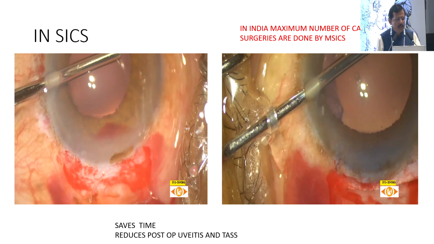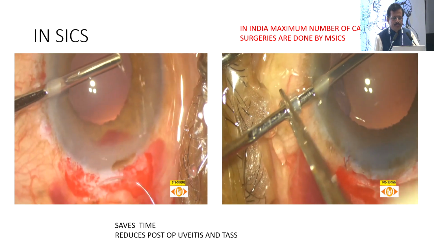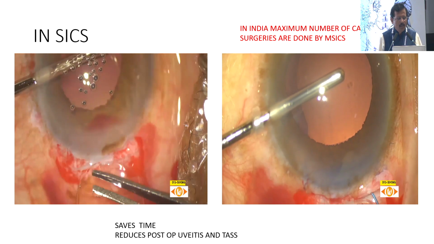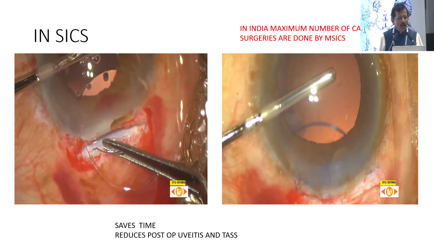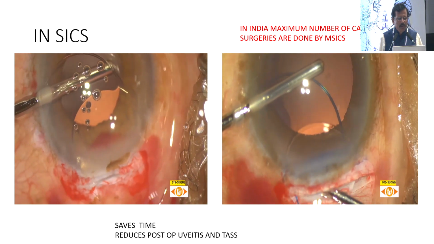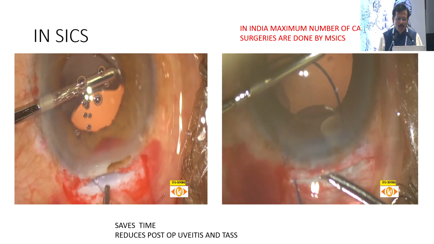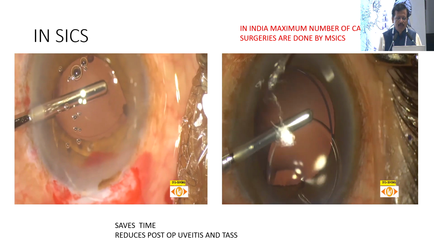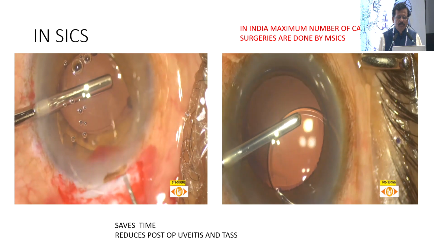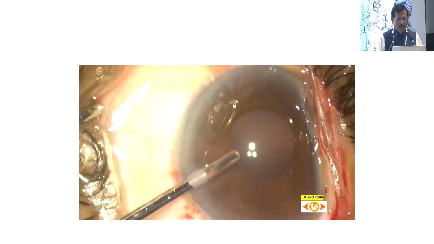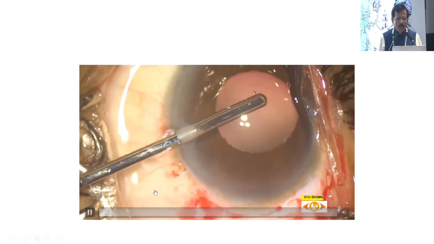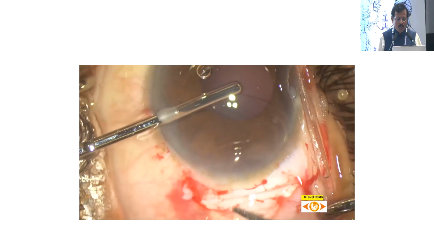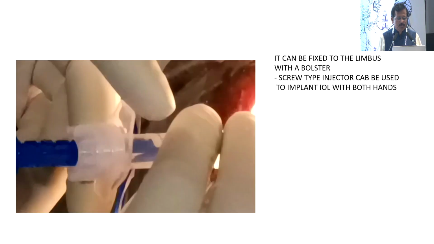The most important thing is it can be used in SICS also. It can be inserted through the side port, and it can be tied to the limbus with the help of a bolster, and whatever IOL is intended can be implanted. You can see the fluid is continuously coming out, even though the anterior chamber is nicely formed. Most surgeries in India are done by SICS, and a few surgeons in complicated cataracts do SICS and implant a foldable IOL. It can be used there also.